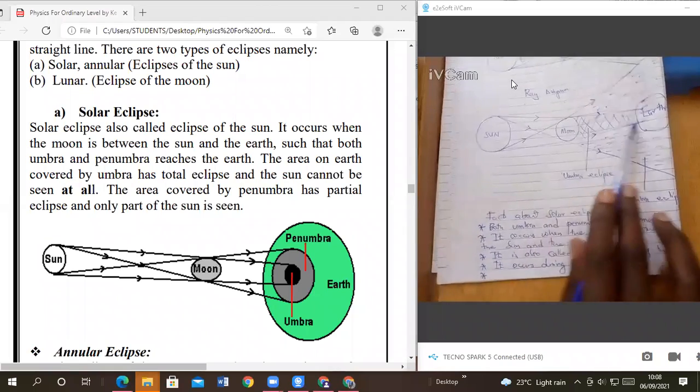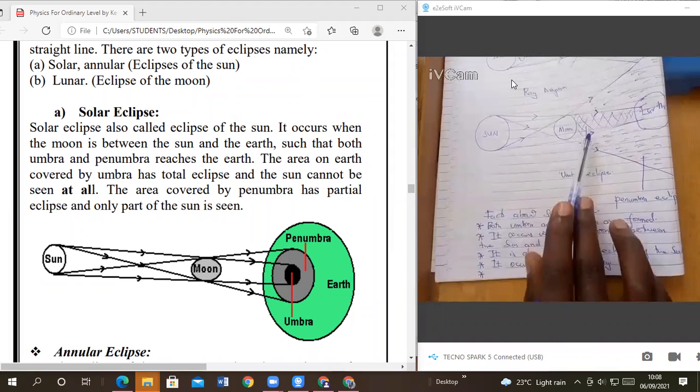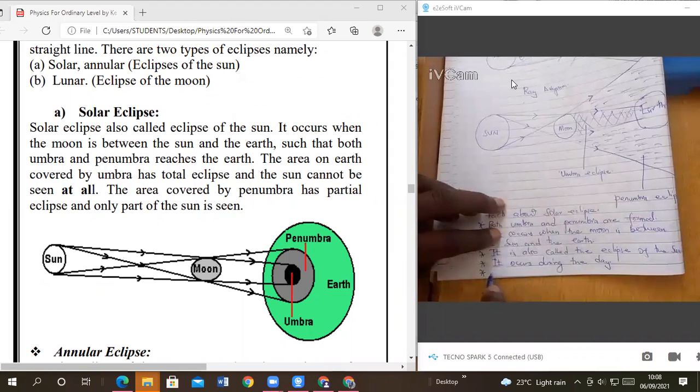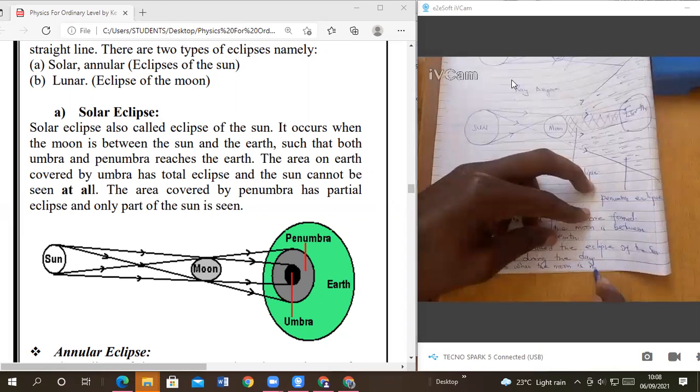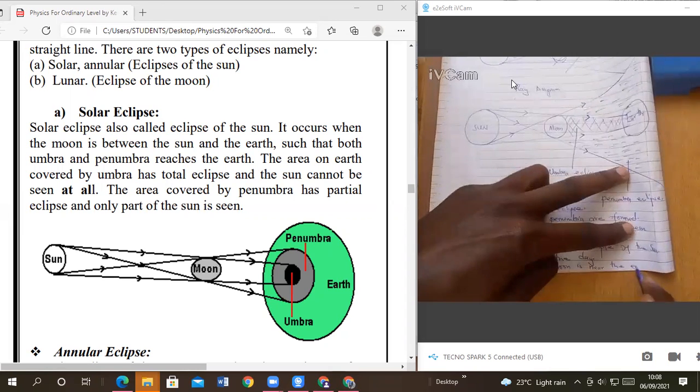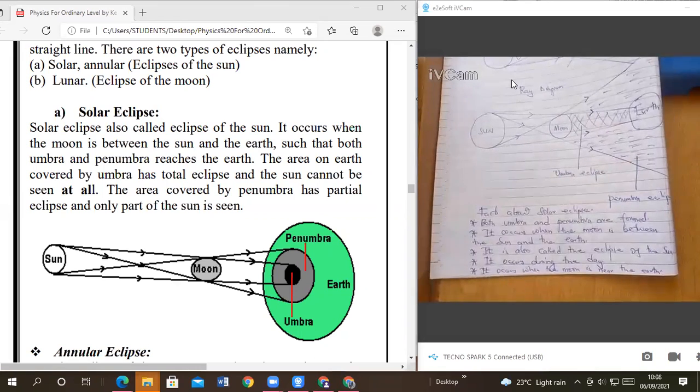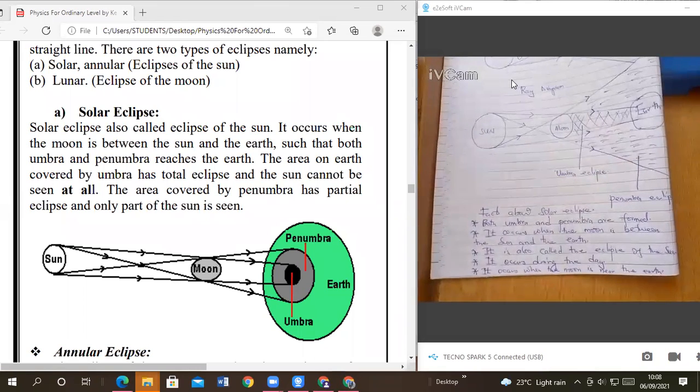Then another fact is, when you look at this, the distance here, for you to come out with a good ray diagram, it occurs when the moon is near the earth. When the moon is near the what? The earth. Take note of that. Those are the facts you must not leave out.